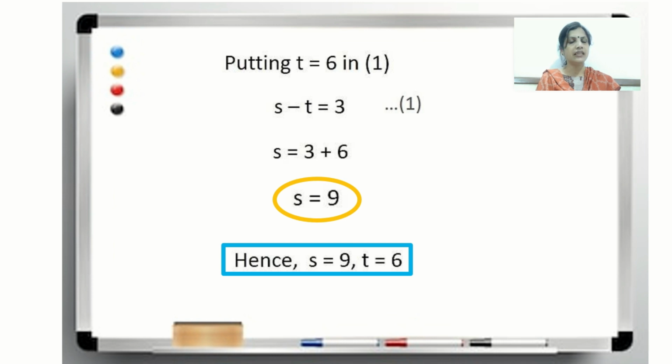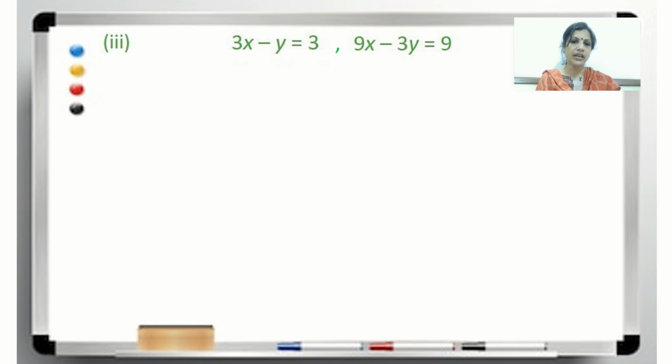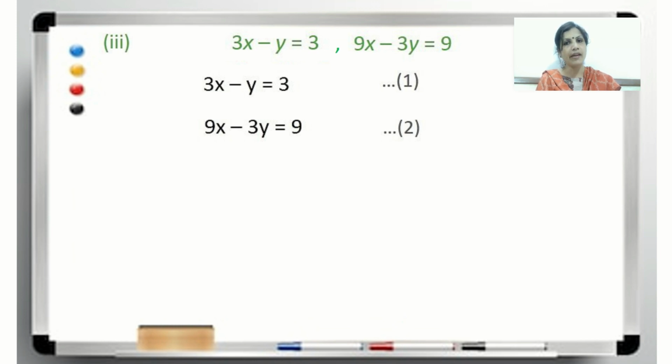Okay. Let's see the other example. This is question number 3 from exercise 3.3. So look over here. We are given two equations. We will consider 3x minus y is equal to 3 as equation 1 and 9x minus 3y is equal to 9 as equation 2. Now for substitution method, you can select any of the equations so that you can substitute either for the value of x or for the value of y.